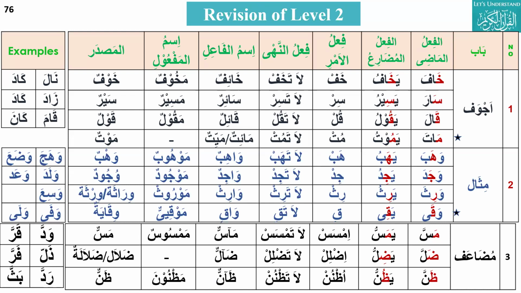Ahmad Bhai, you there? Oh, sorry. Okay, so in level 2, we studied 4 chapters. The first chapter is Bab Ajwaf. Ajwaf means central. And the first case is Khafa Yakhafu. Khafa means he feared. So Alif remains Alif. It does not change in Fi'l al-Mudari. And the second case is Sara Yasiru. Sara means he traveled, and Alif changes to Ya. And the third case in Bab Ajwaf is Qala Yaqulu. Qala means he said, and Alif changes to Waw.